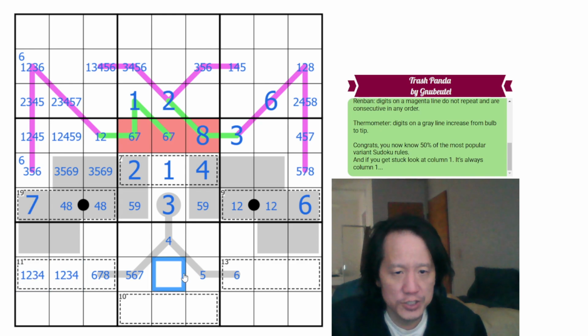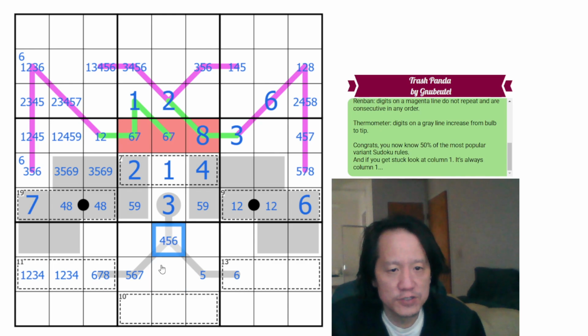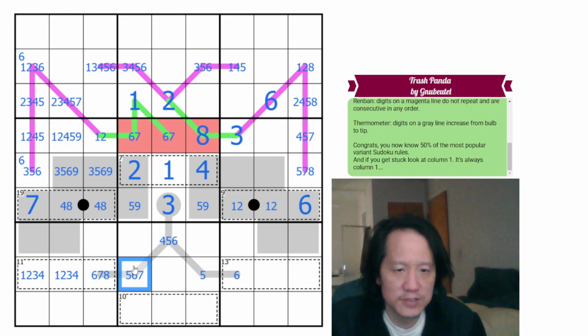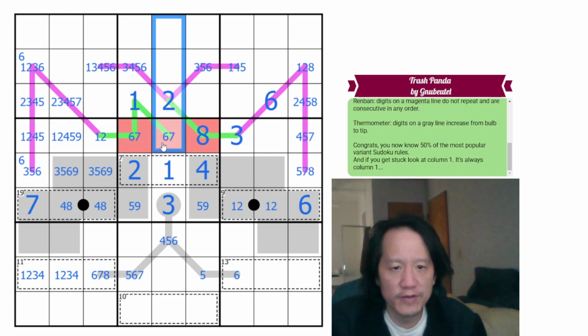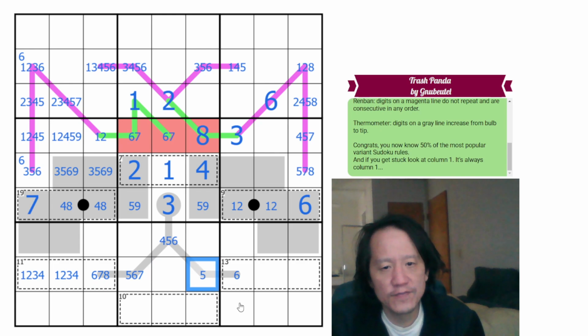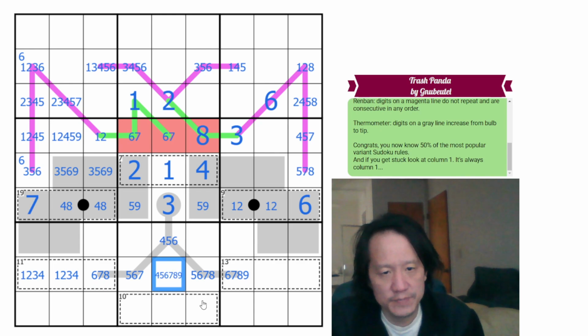We're not sure which. This has to be 4, 5, or 6, because it has to be less than this digit. And this can never be 7, because if this were 7, it would be greater than this digit. This also can only be 4, 5, 6, 7, 8, 9. So this could be 5, 6, 7, 8, and this could be 6, 7, 8, 9. And this is 4, 5, 6, 7, 8, 9.